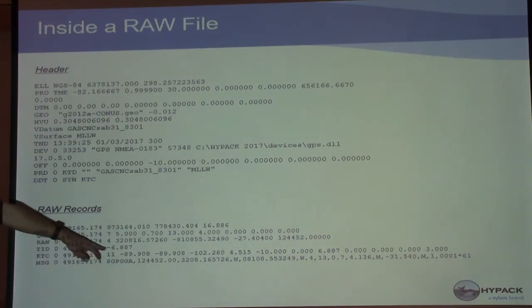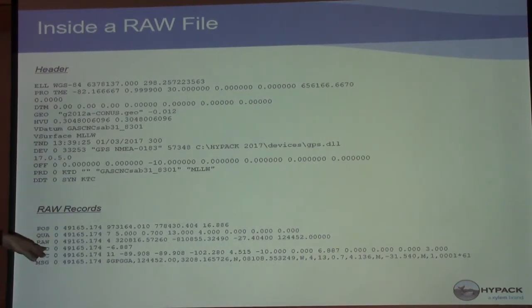And then this is the tide value, the TID. If I'm using a tide gauge, it's going to write a tide value. If I'm doing RTK, it's going to calculate that tide value and by default use that tide value. KTC is a string that we've added for QC purposes also.